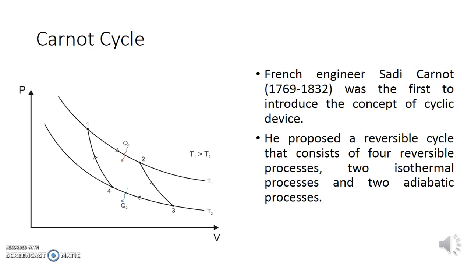Now come to the concept of Carnot cycle. French engineer Carnot was the first to introduce the concept of a cyclic device. He proposed a reversible cycle which consists of four reversible processes, namely two isothermal processes and two adiabatic processes. Such a cycle is shown on the PV diagram. The heat addition takes place at a higher temperature, the heat rejection takes place at a lower temperature, and the area of this cycle is the net work output.